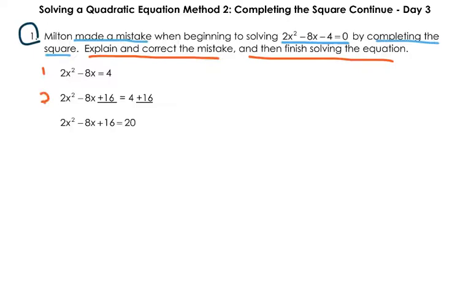And then in the next step, I'm going to label these 1, 2, and 3. So in his second step, you notice that he added 16 to both sides. Well, let's think about that for a second. He added 16. Where did he get the 16 from? Let's look at our list on page 4.